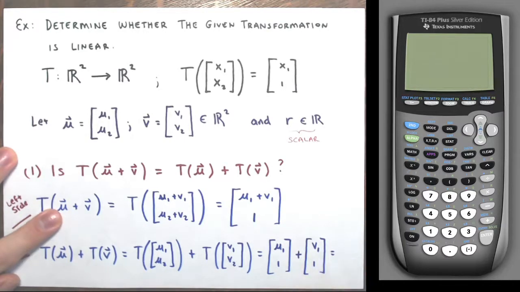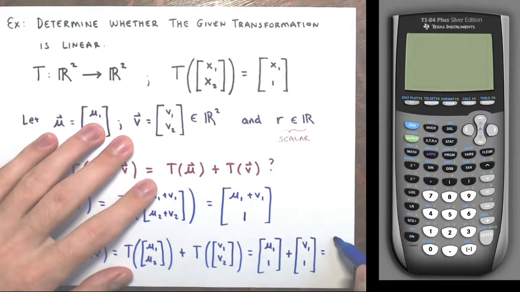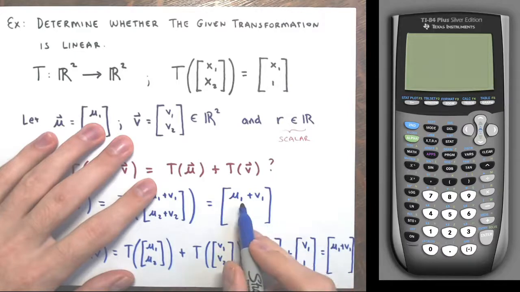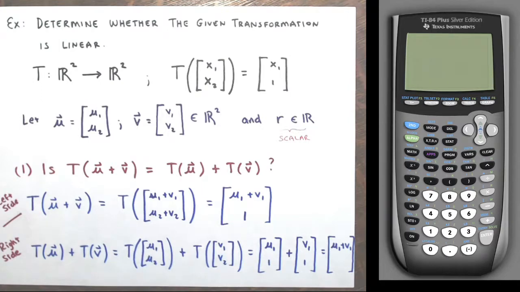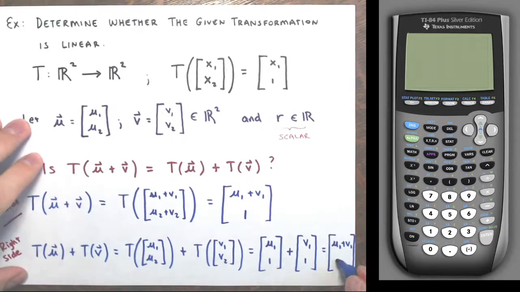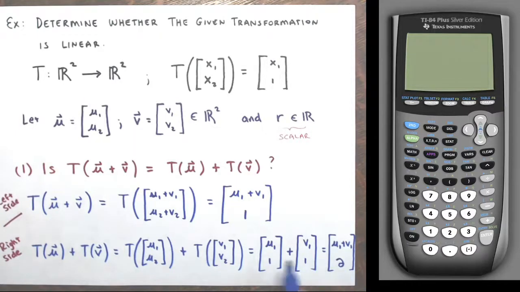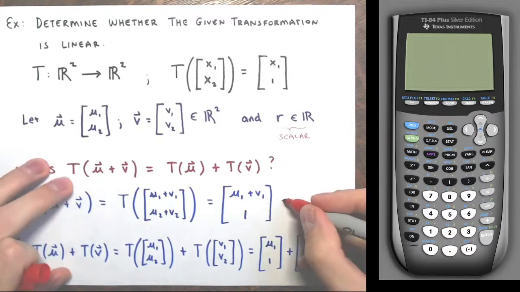Again, I'm doing standard operations here, standard addition for vectors in R2. This would be the vector with first component u1 plus v1. Great, it's got the same first component as the left side when I computed it. But look, 1 plus 1 is 2. So the second component of this vector, when I compute the right side, is not the same as the second component on the left side. These are not going to be the same, no matter what you plug in.